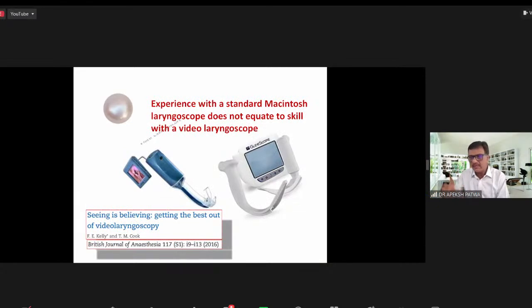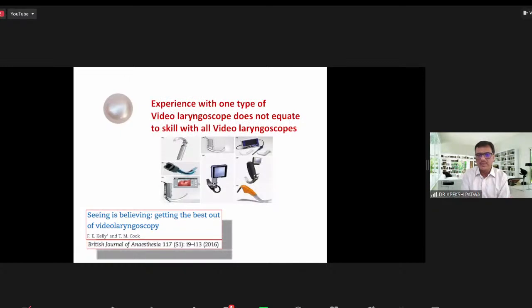So, simple clinical pearls of video laryngoscopy. If you are a master of the Macintosh laryngoscope, the direct laryngoscope, it doesn't mean that you are going to acquire the same skill in video laryngoscopy. It does not equate to skill with a video laryngoscope. You need to learn the different video laryngoscopy techniques, even if you are a master of direct laryngoscopy. And if you are a master of one video laryngoscope, it does not equate to skill with another video laryngoscope.